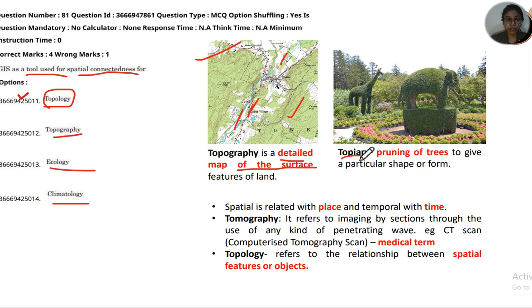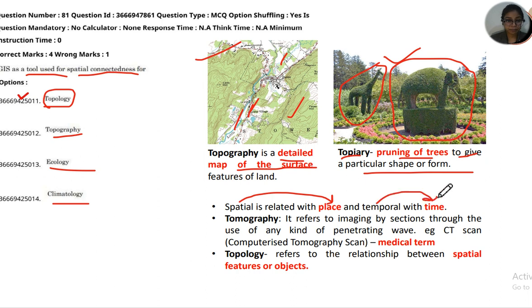Next term is topiary. This is also an important term. It means the pruning of trees to give a particular shape or form. By pruning the tree, you get the shape of an elephant, or here a giraffe. This practice is mostly seen in gardens, and it is known as topiary. Spatial means place, which is important in planning, and temporal means time.